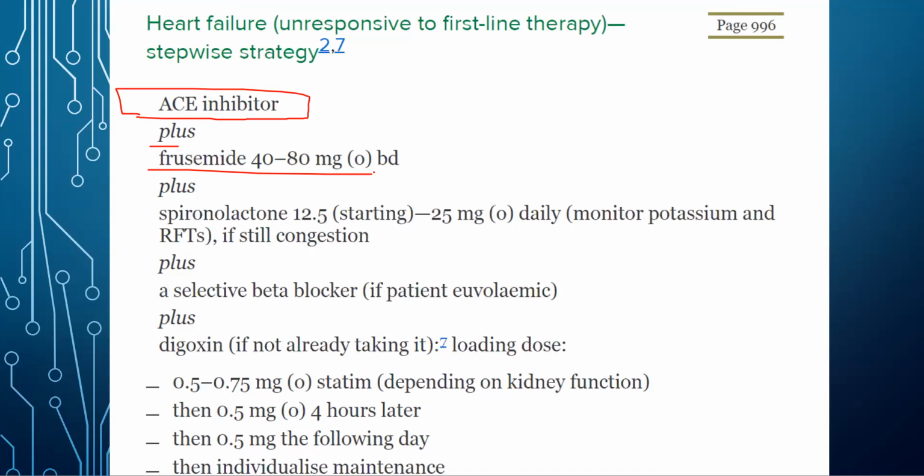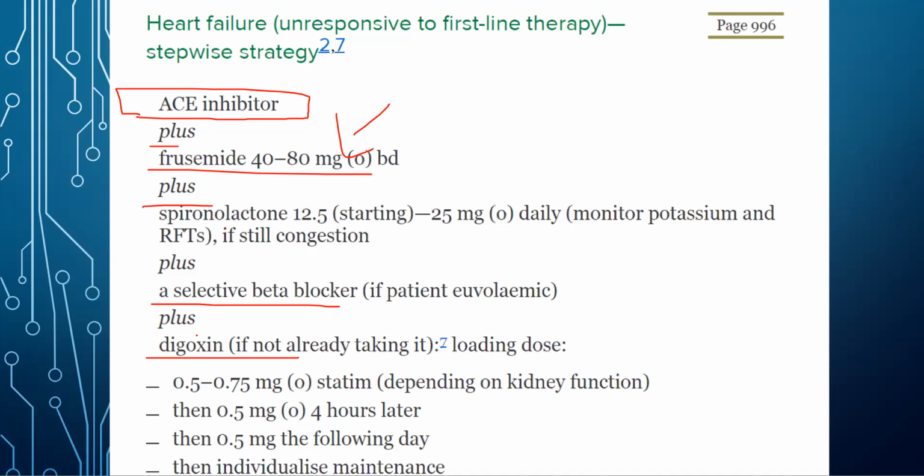Furosemide is mainly for someone who is having congestion features, like acutely edematous. Especially furosemide should be started if someone is having acute pulmonary edema or having trouble breathing because of fluid accumulation in the lungs. Okay, so that's the time furosemide will come into play. Even after giving furosemide, if the patient is not improving, then the next you add is the spironolactone. If it still doesn't improve, then you can give either a selective beta blocker or digoxin. Remember, digoxin is the last line treatment you give.